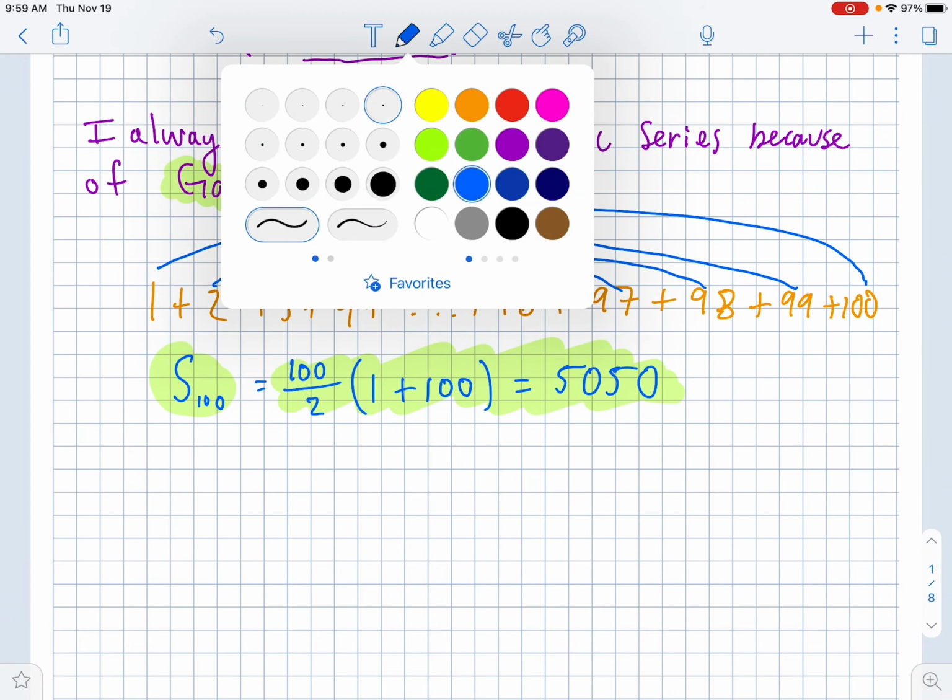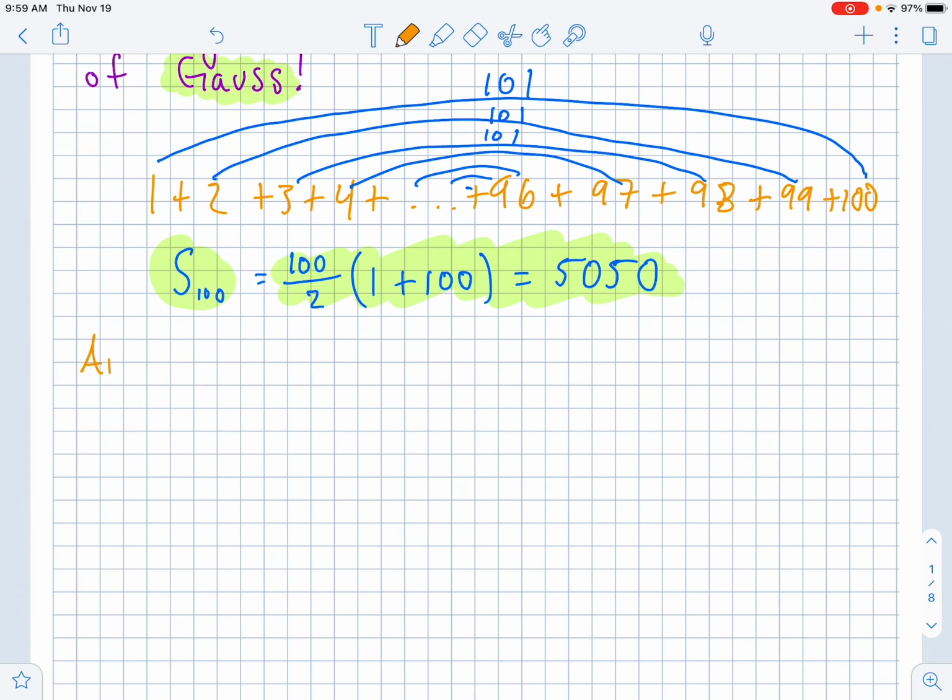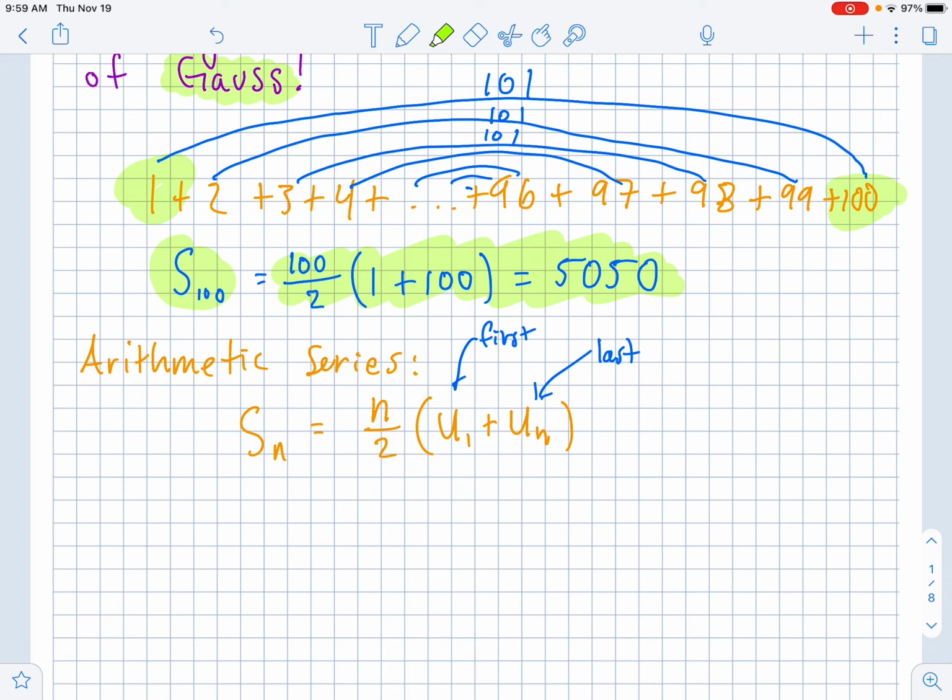So, let's go back to orange. An arithmetic series formula, one of them, is S sub n equals n over 2 times u sub 1 plus u sub n. The way you can think of this is that this is the first term, and this is the last term. This is the Gauss method because that's the way he did it. He said the first term plus the last term is going to be the same as all those pairs.